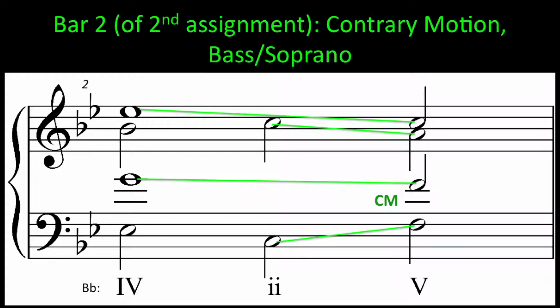This example is bar 2 of the second assignment. Notice the 2-5 progression from beats 2 to 3. The better choice is to have the soprano move down in contrary motion to the bass. If, instead, the soprano would move up a whole tone to F, a hidden octave with the bass would be created.